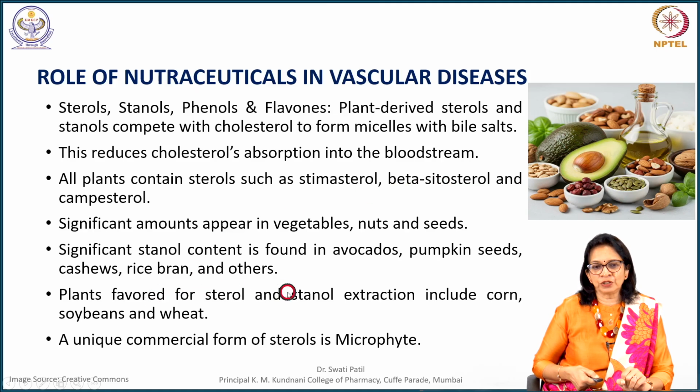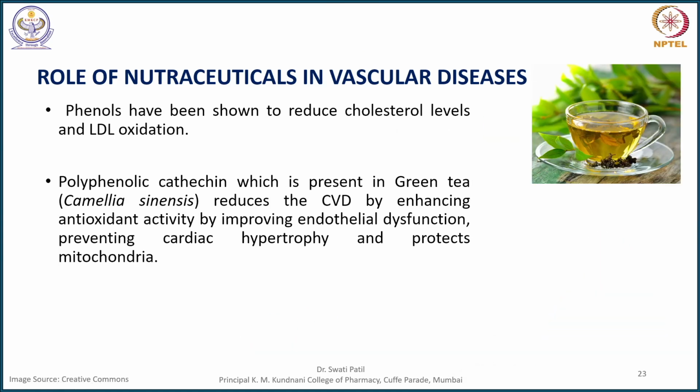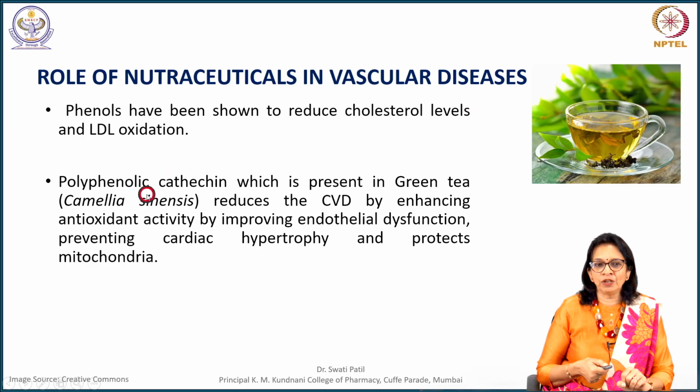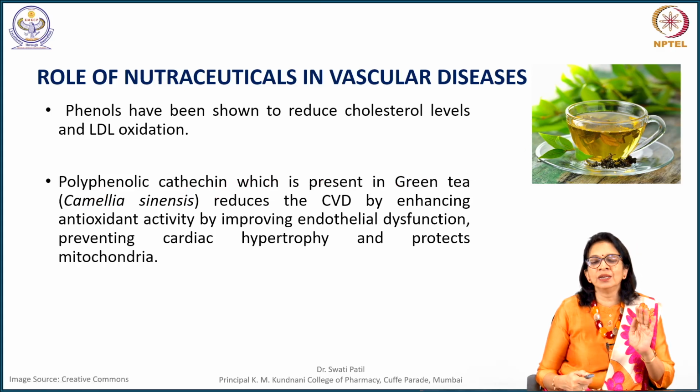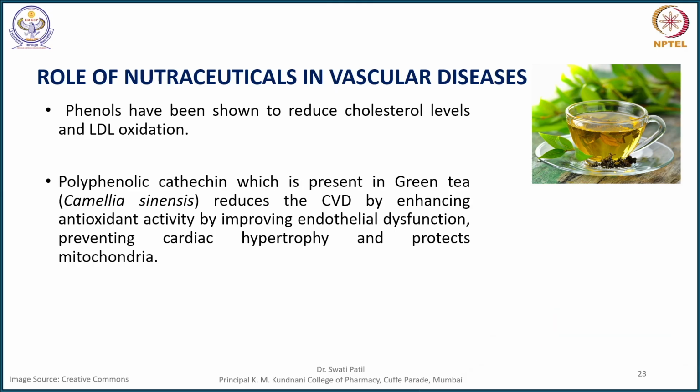Plants favored for sterol and stanol extraction include corn, soybean and wheat also. A unique commercial form of sterols is found in microphyte. A lot of phenols have been shown to reduce cholesterol levels, such as polyphenolic catechin, which is found in green tea. So, people are now shifting to consumption of green tea beverages, which helps in maintaining cholesterol levels and hence improving vascular diseases.